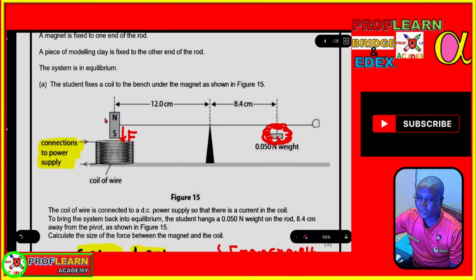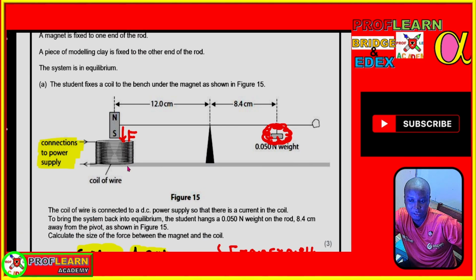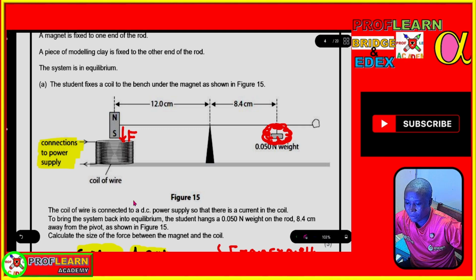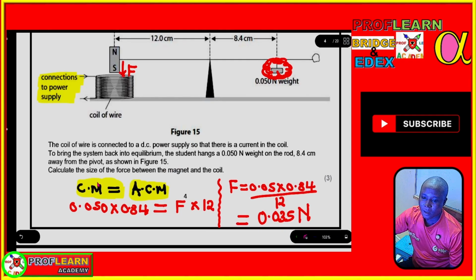The student fixed a coil of current. So remember, when current flows through the coil it becomes magnetic, so it can attract. It can pull the magnet down, and this could maintain the stability, make this stable. The coil is connected to a DC power supply so that there is a current in the coil.